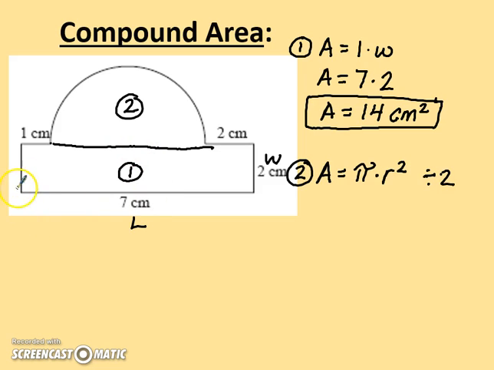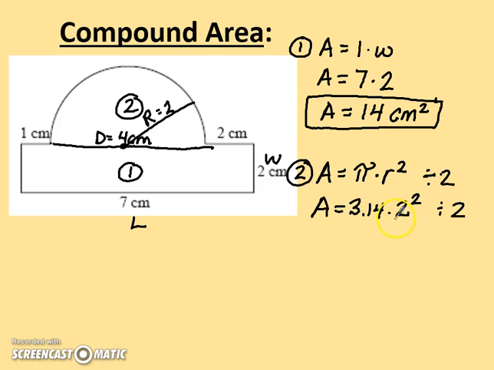Now, I know the distance across the whole bottom of this figure is 7. If I take away the 1 and the 2 from that distance, I get a remainder of 4 centimeters. Isn't 1 plus 4 plus 2 7? Now, this 4 centimeters represents the diameter. So if the diameter is 4, then the radius is 2. So my formula is going to look like this. Area equals pi, which is 3.14, times the radius, which is 2, squared, divided by 2.